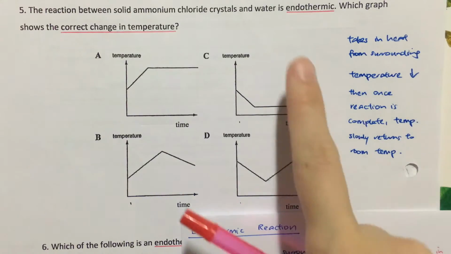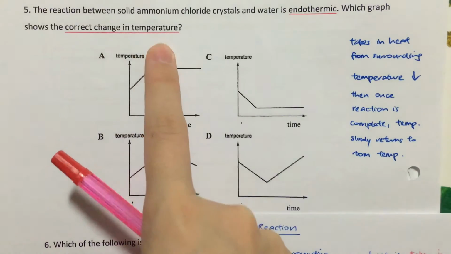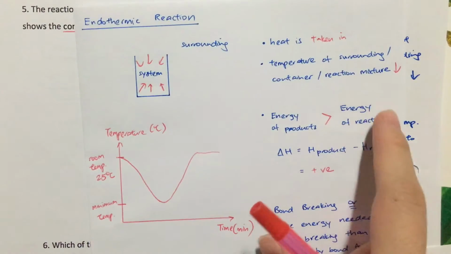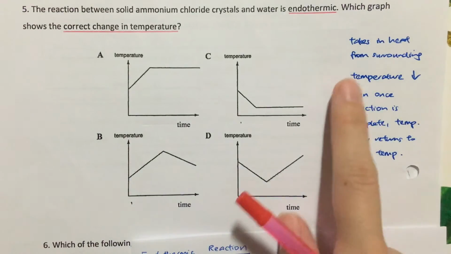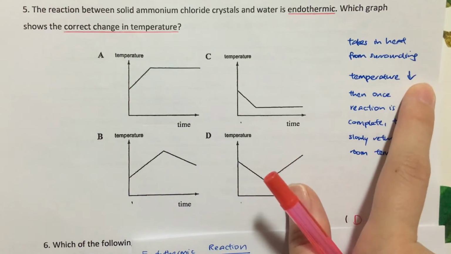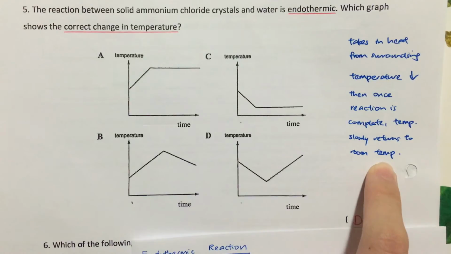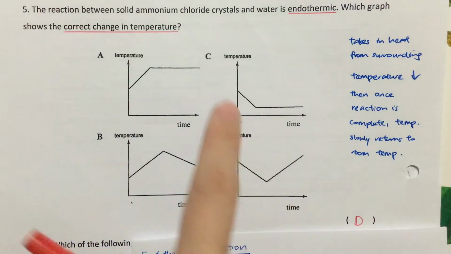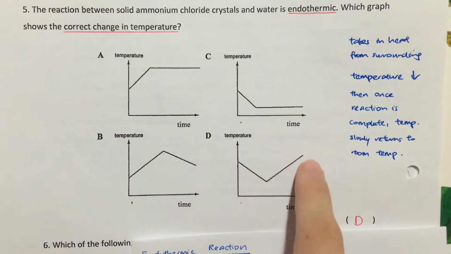In this question, it says endothermic, and what is the correct change in temperature. When we talk about endothermic, we recall that it's all this over here, so I write it down. It takes in heat from the surroundings, so the temperature of the surroundings will drop. Finally, when the reaction is complete, it will go back to room temperature. So we're talking about dropping in temperature, so it's either C or D. Because after a while the temperature of the mixture will return back to room temperature, therefore the option is D.